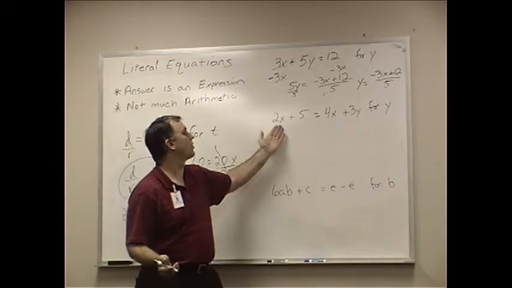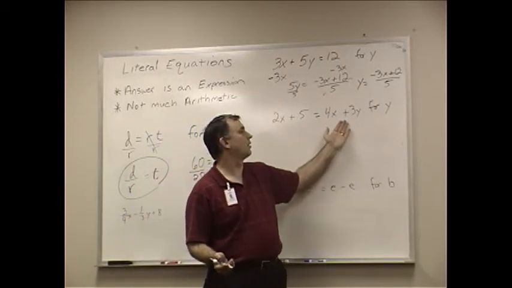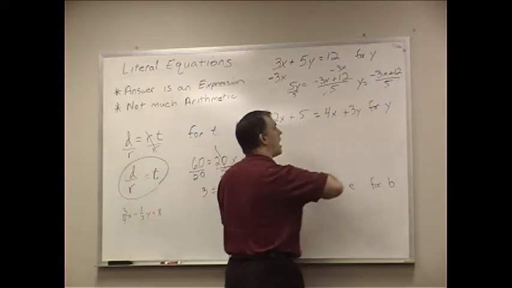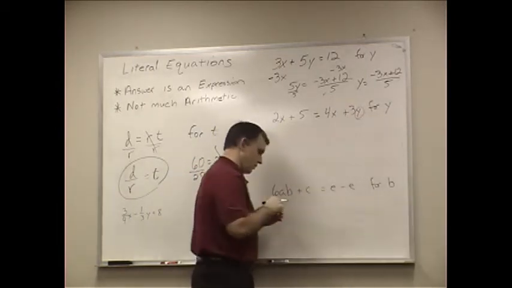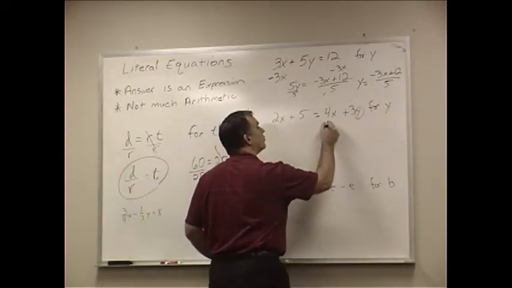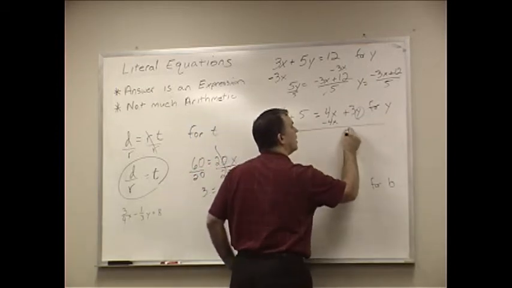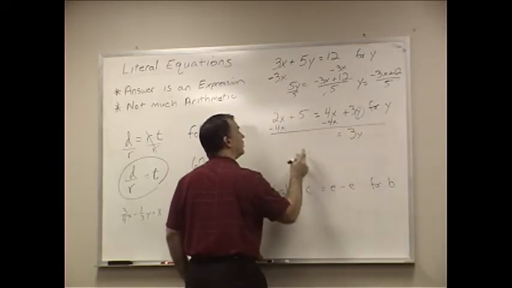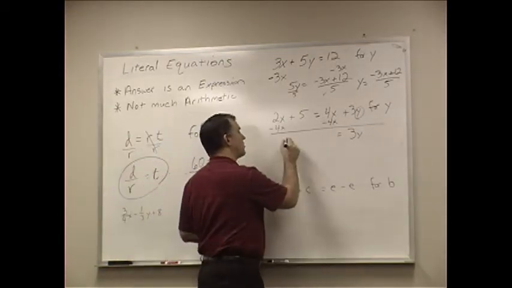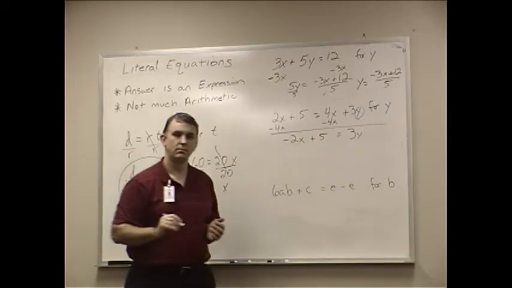Okay, for the third one. 2x plus 5 equals 4x plus 3y, solve for y. So here's the y over here. If we want to solve for it, we have to get rid of the 4x. So I'm going to subtract 4x from both sides, and I get 3y equals 2x and negative 4x. When you combine them together, gives you negative 2x plus 5.